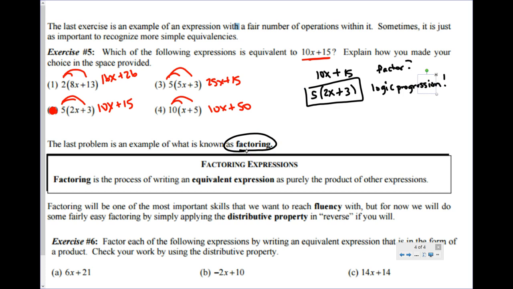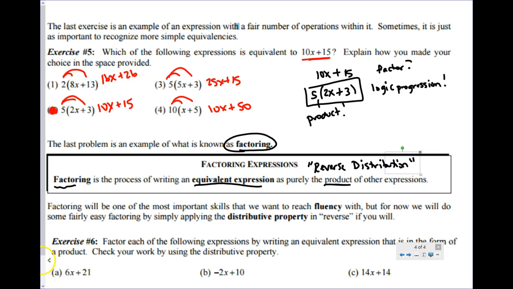And I want us to think of factoring as reverse distribution. Okay? You're basically turning addition into a product. So factoring is the process of writing an equivalent expression as purely the product of other expressions. Okay, see, here's where the product is. It's 5 times 2x plus 3. It's a product.